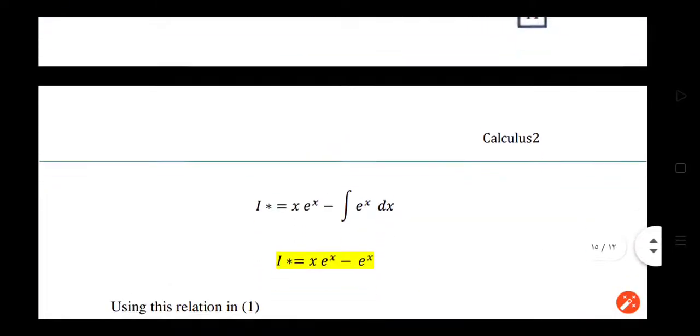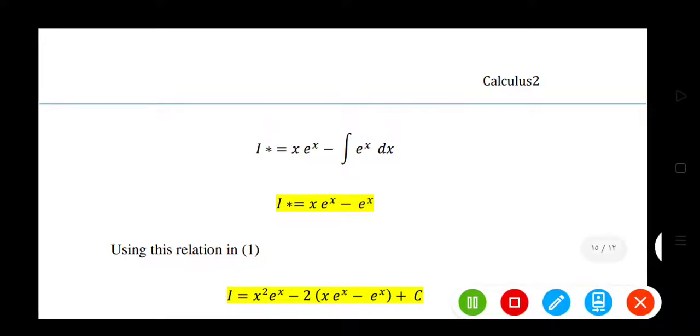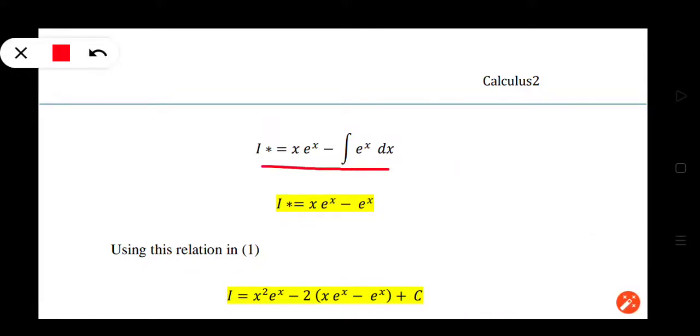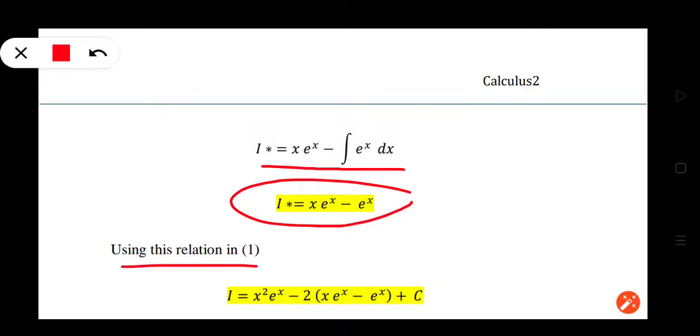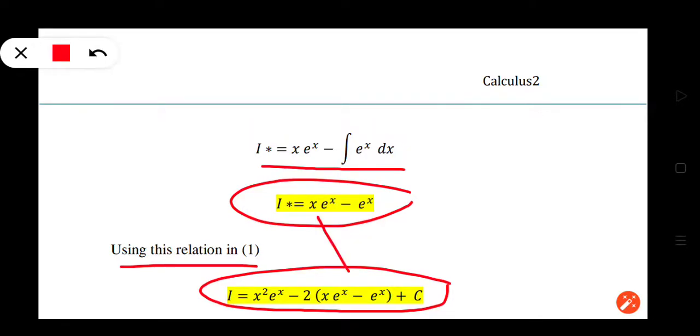So it will be x e power x minus integration of e power x dx. Integration of e power x equals e power x. We have the value of I star. We put it in relation 1, so the integration will be x squared e power x minus 2 times (x e power x minus e power x) plus c.